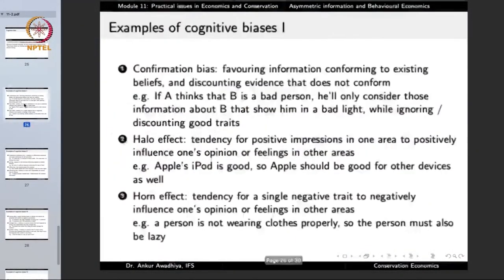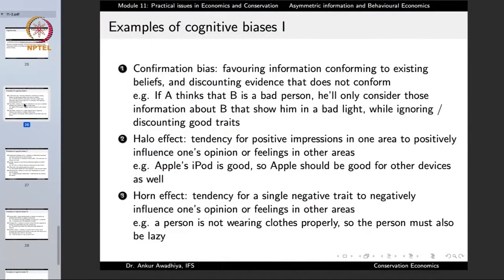Now, this is something that is not inside the purview of classical economics. But here we are making use of our insights from psychology to understand how people are making decisions. Because remember that economics is the science of decision making. So, what are these cognitive biases? Confirmation bias. Favoring information conforming to existing beliefs and discounting evidence that does not conform to it.